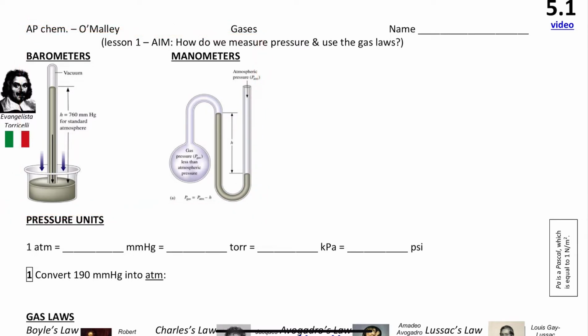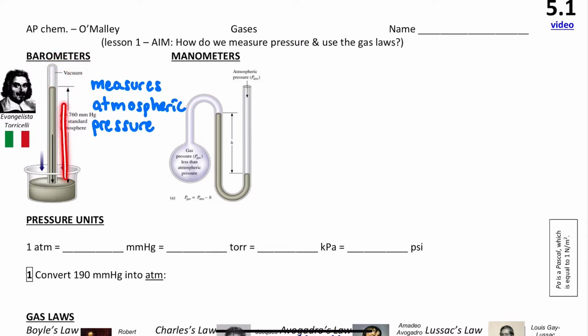So, first of all, on your notes are some pictures of some old devices that are used to measure pressure of gases indirectly by looking at what it does to a fluid. A barometer, shown on the left there, measures atmospheric pressure, which effectively just says how much the atmosphere is being held down by gravity compared to a vacuum.